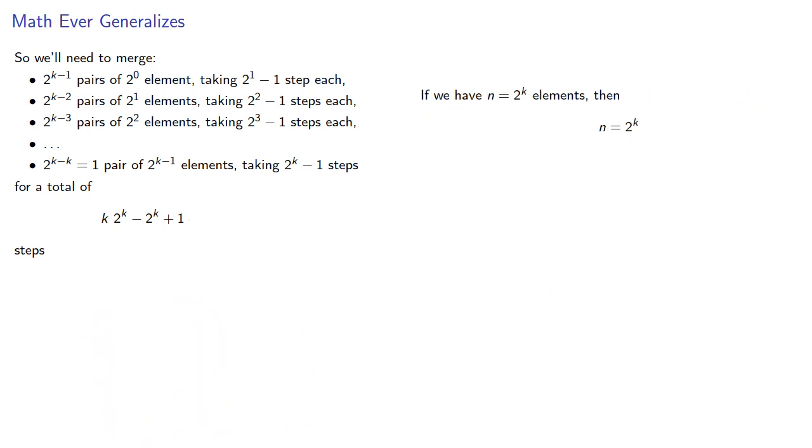now if we have n equals 2 to the power k elements, then k is log n to base 2. And so k times 2 to the k is really n log to base 2 of n. And so for n elements, merge sort will take us n log n to base 2 minus n plus 1 steps.